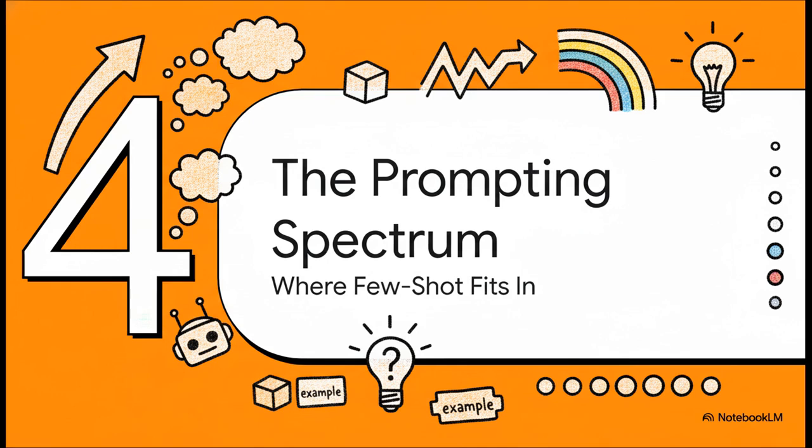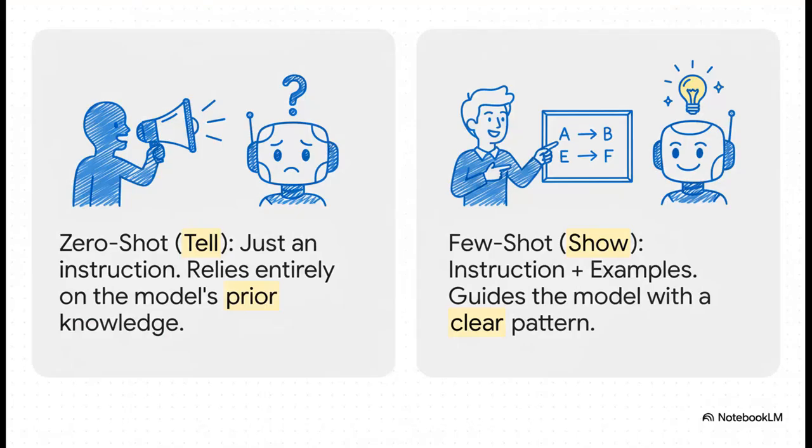Okay, Section 4, the prompting spectrum. To really get the full picture, we need to see where few-shot prompting fits in with other techniques. This is honestly the simplest way to think about it. Zero shot is when you give 0 examples. You just tell the AI what to do. It has to rely completely on what it already knows. Few shot, on the other hand, is when you show the AI what to do using examples. You aren't just telling, you are actively guiding it.